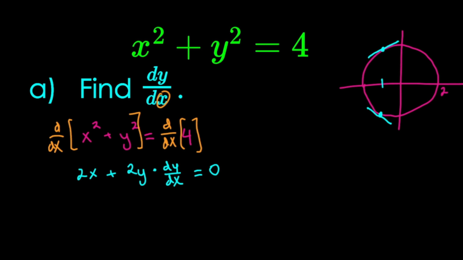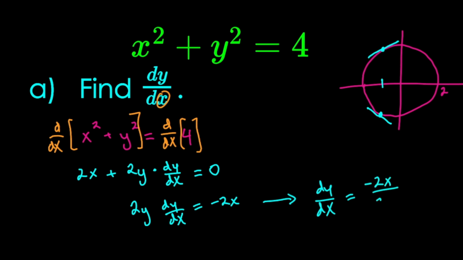Now our job is to isolate dy/dx. So we can subtract the 2x to the right side and then divide by 2y. And we get dy/dx is negative 2x over 2y. And we can simplify by reducing the 2's, and we get negative x over y. Now let's see what we can use this for.